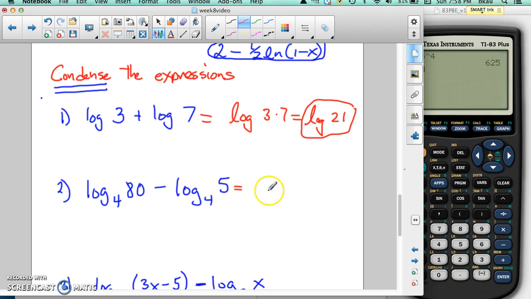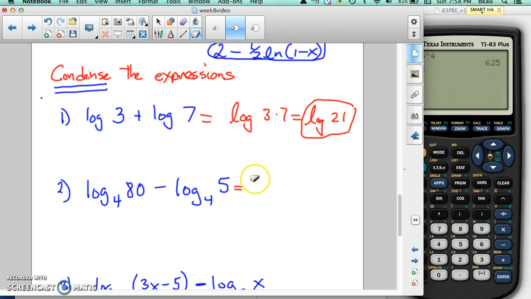This one the same thing. Now we can't reduce this. 21 is not a power of 10. If we wanted an approximation, we could actually just type that one in our calculator and find out an approximation because it's a base that's on our calculator.